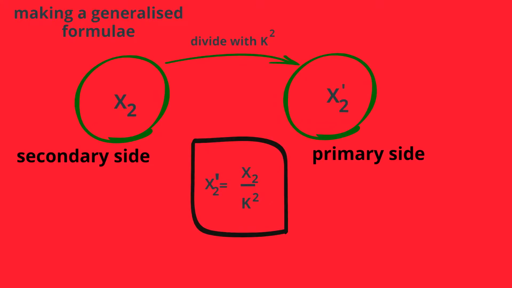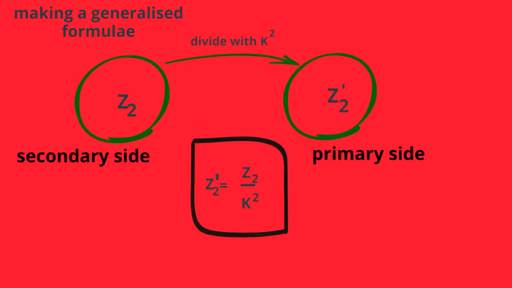The same theory is applicable for reactance. The secondary side reactance X2 when shifted to primary side becomes X2 dash. The generalized formula for X2 dash is X2 by K square. And next, impedance Z. Impedance Z is nothing but vector sum of resistance and reactance. When the secondary side impedance Z2 is shifted to the primary side, it becomes Z2 dash. For generalized formula, Z2 dash is equal to Z2 by K square.